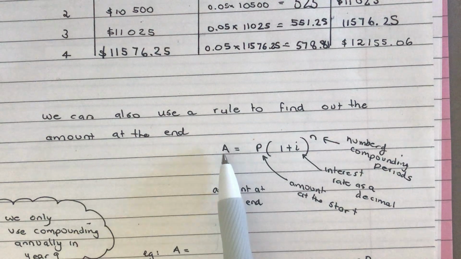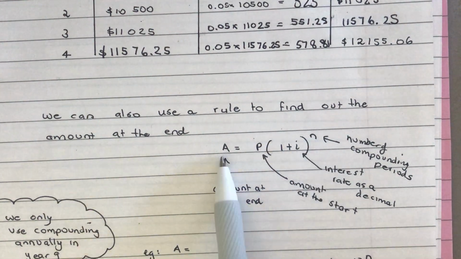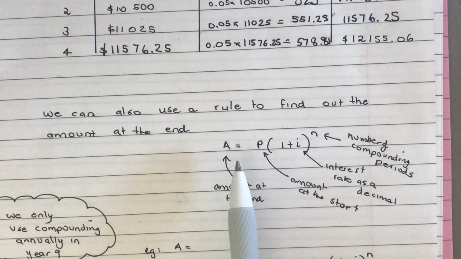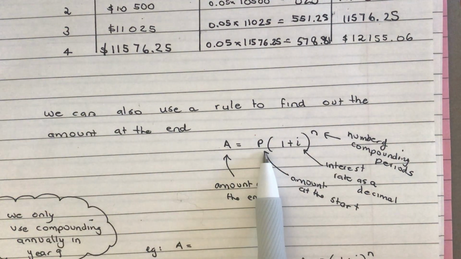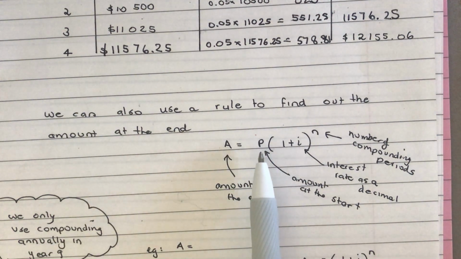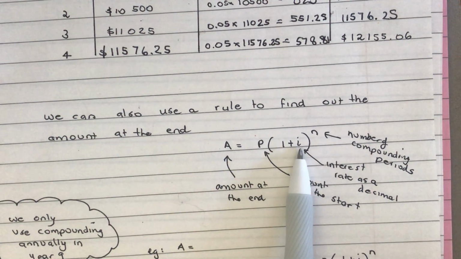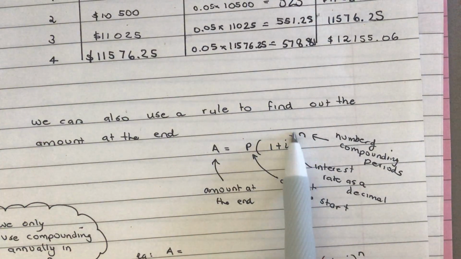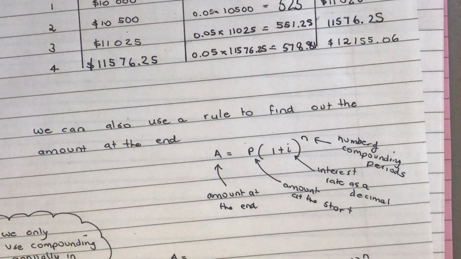So our rule is A equals P outside of 1 plus I to the N. Our A is our amount at the end of the time period that we're allocated. So in this one, it will be at the end of 4 years. Here we've got our P, which is our amount that we start with. Then we've got 1 plus I, so it's the same I we used up here in our table, the 0.05, and we're raising it to a power of N, which is the number of compounding periods.